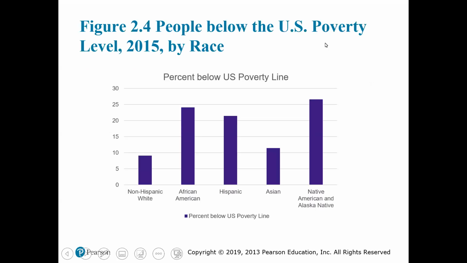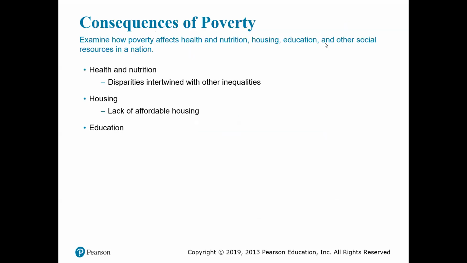Figure 2.4, look at people below the U.S. poverty level in 2015 by race. And you see that non-Hispanic white are the lowest, followed by Asian, followed by Hispanic, then Black Americans, and then Native American, American Indian, and Alaska Native. So you see that for non-Hispanic whites and Asians, there are gross disparities between those who are at or above the poverty line.